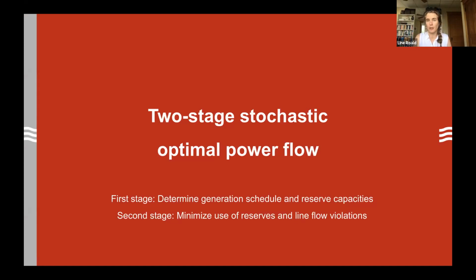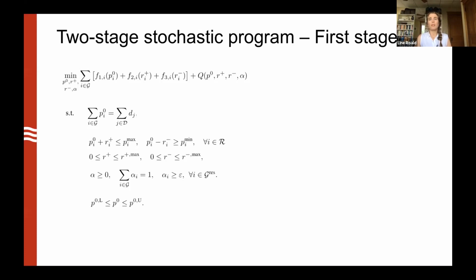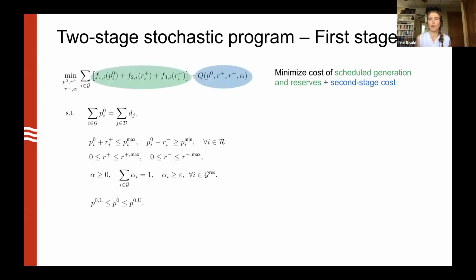In the first stage of our two-stage problem, we are going to determine the generation schedule and the reserve capacities. And then in the second stage, we're going to minimize the use of reserves and line flow violations. I'm going to first talk about the first stage, and then I'm going to get back to the second stage later. Okay, so the first stage of this problem, what does it look like? Here I have an objective function, and in this objective function, I have two terms. The first term, marked in green, minimizes the cost of scheduled generation and reserves. And then the term marked in blue minimizes the second stage cost. I'm going to come back to that second stage problem in a minute.